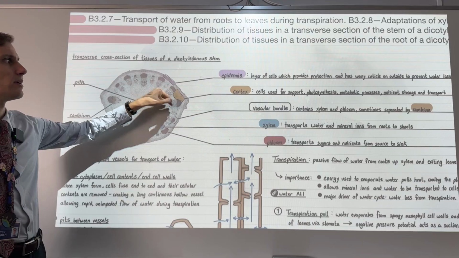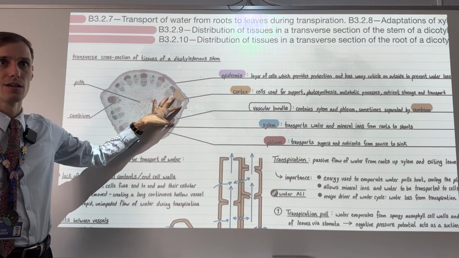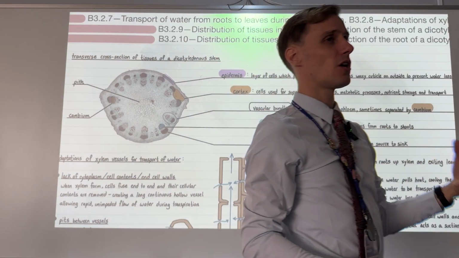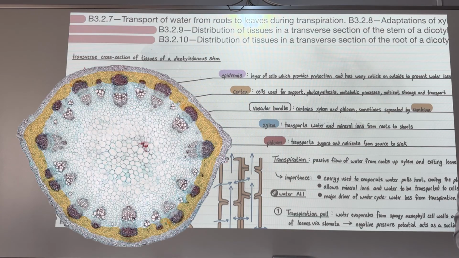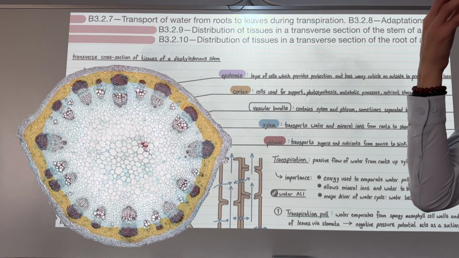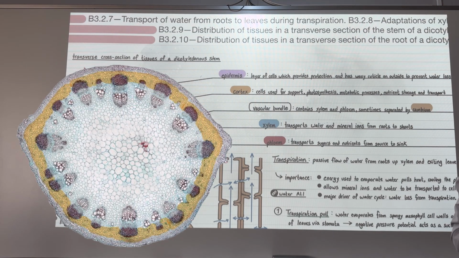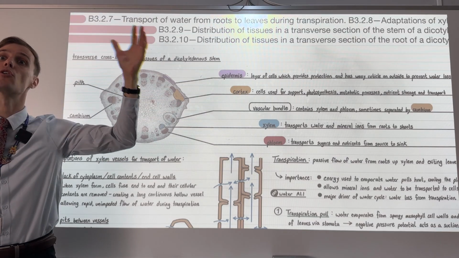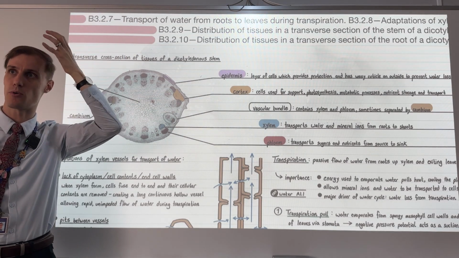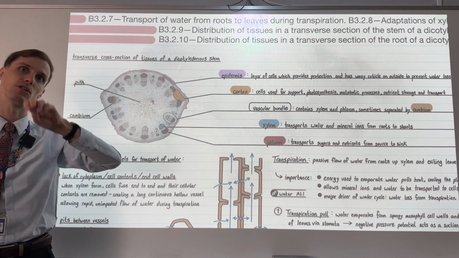Just below is going to be the cortex. This is another word that's also used not just in plants, but in animals as well, such as the cortex in the brain or the cortex in the kidney. Cortex typically means the outer layer, like the cortex of the brain versus the medulla, which is more inside.